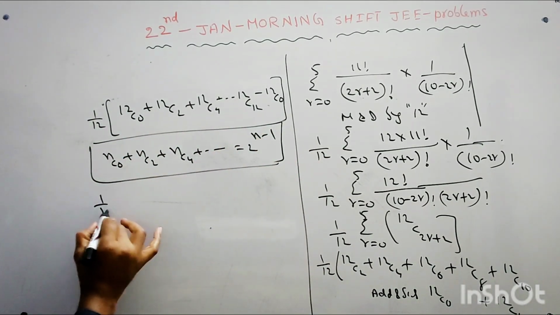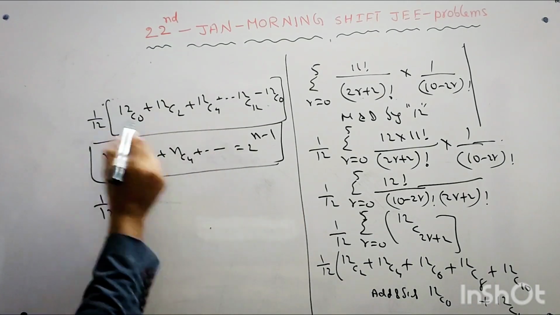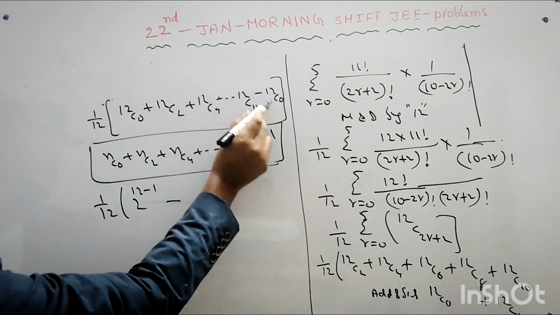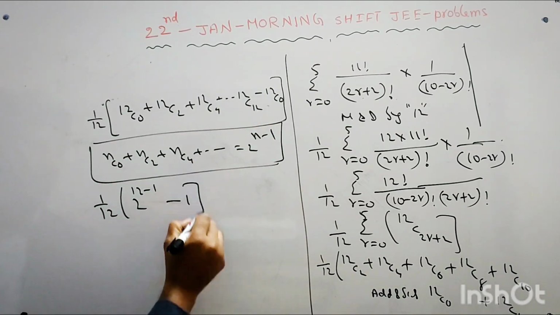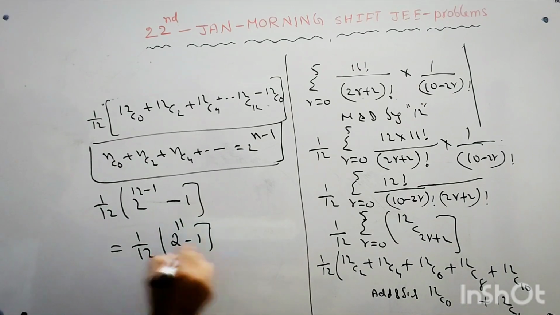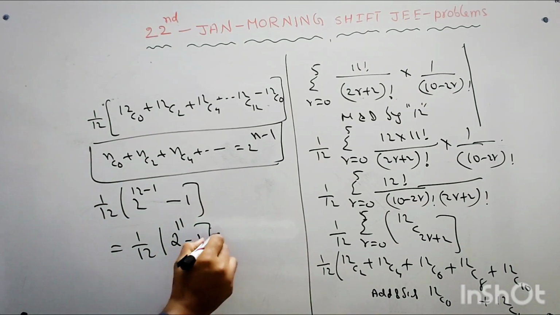That means here n is 12, so 2 to the power of 12 minus 1, minus 12C0 whose value is 1. Then you will get 1 by 12, this is 2 to the power of 11 minus 1. So after simplification, you will get the answer.